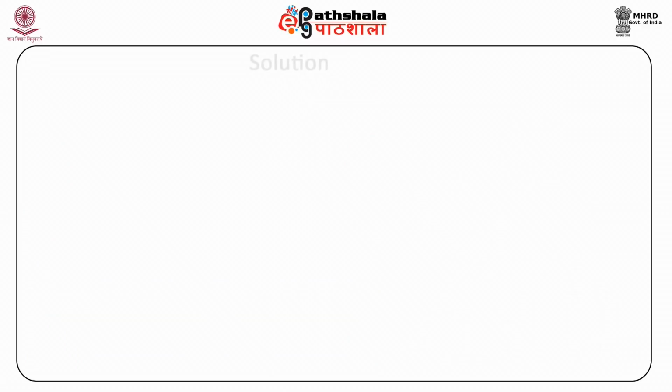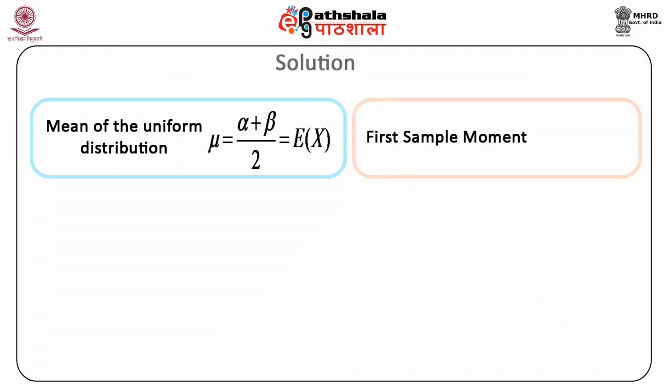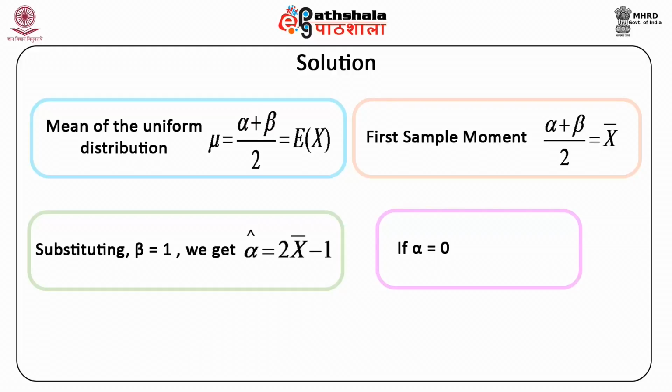Solving the above example, the mean of the uniform distribution is mu equal to alpha plus beta by 2 and is equal to expected value of x, the first population moment. Equating with the first sample moment, alpha plus beta by 2 is equal to x bar. Substituting beta equal to 1 and rearranging the terms, we get the estimator alpha hat is equal to 2x bar minus 1. Similarly, if given alpha equal to 0, beta hat comes out to be equal to 2x bar.